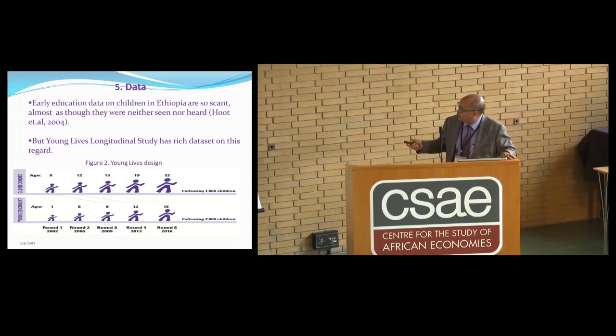And we are at the 4th round. The 5th round is not yet ready for analysis; we have just completed the data collection. So we use the 4th round data. The children who were 8 years old in 2002 are now 19 years old at the end of round 4. So we are using these 1,000 children for this paper.